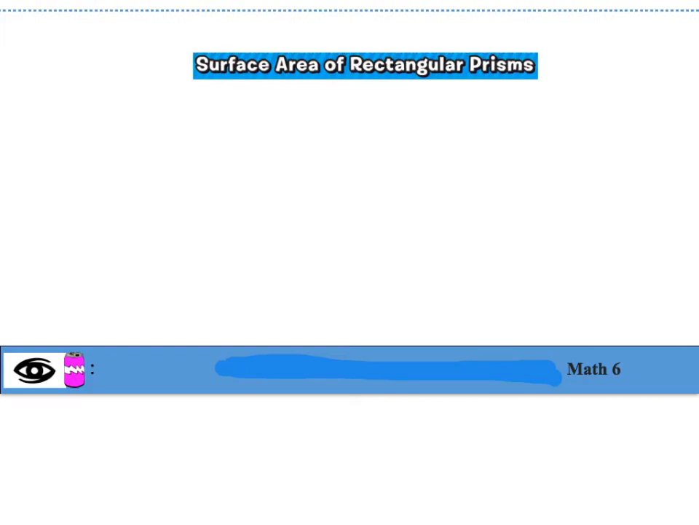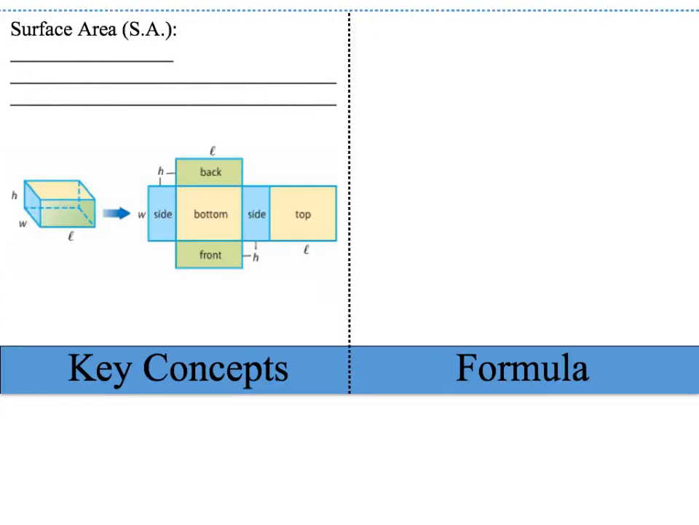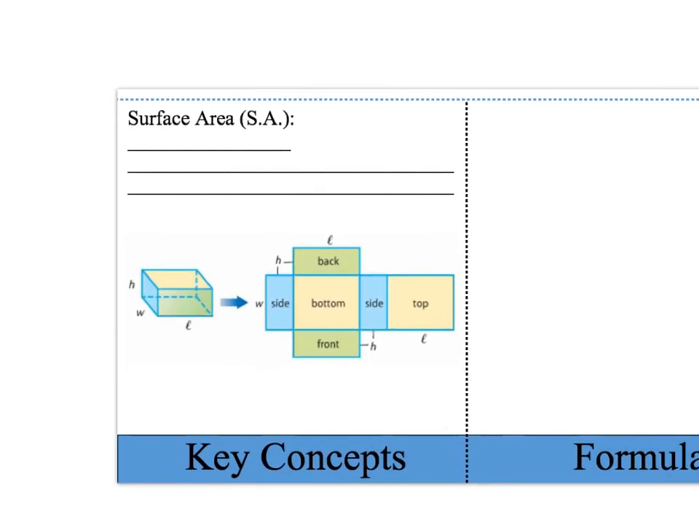Welcome to this lesson on finding the surface area of rectangular prisms. Please make sure you have these notes in front of you so we can begin our lesson. The learning objective for today says I can find the surface area of rectangular prisms. So let's go ahead and talk about some of our vocabulary.